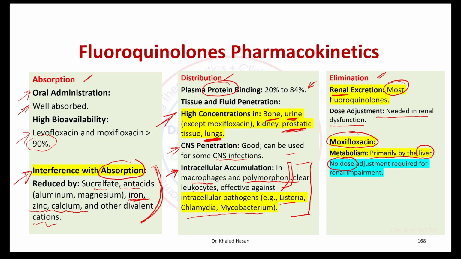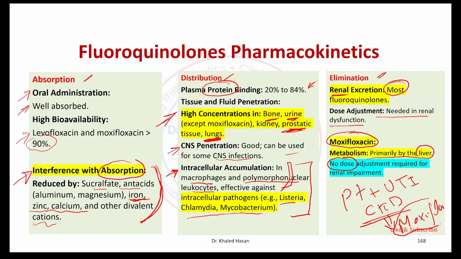So the question here: if you have a patient who suffers from urinary tract infection and also suffers from chronic kidney disease, the drug of choice for this patient will be moxifloxacin. Okay, because moxifloxacin is mainly eliminated through the liver, and there is no role of the renal route in the elimination of moxifloxacin.